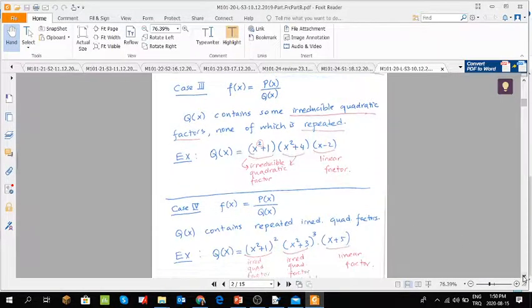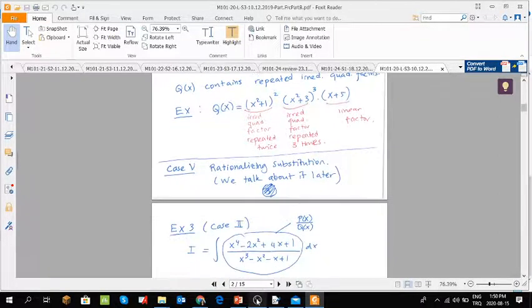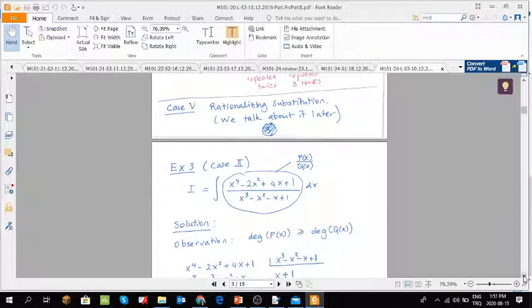This is case 3. Case 4, p over q, where q contains repeated irreducible quadratic factors, which means x squared plus 1 repeated twice, x squared plus 3 repeated 3 times, x plus 5 is a linear factor. This is case 4. Case 5 is the rationalizing substitution. We are going to talk about this later. Let's do some case 2, because we already covered the previous cases.